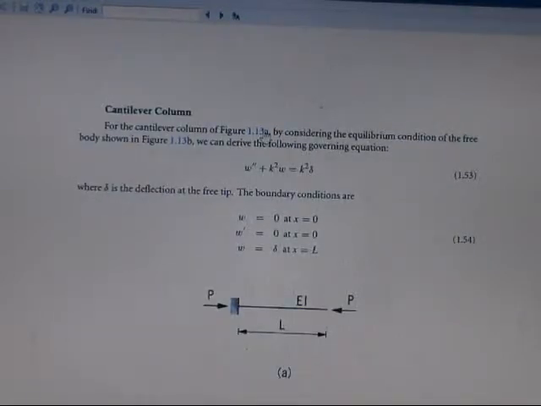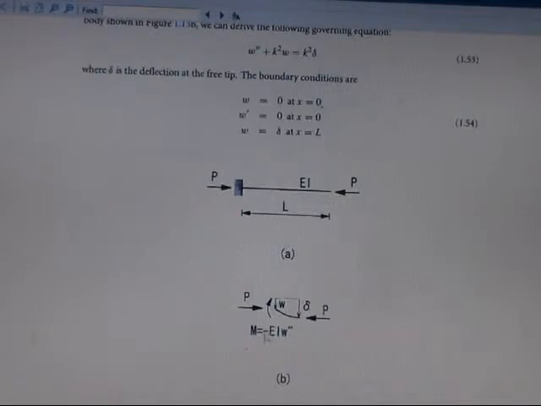And that equation for the cantilever. So the equation for the cantilever.